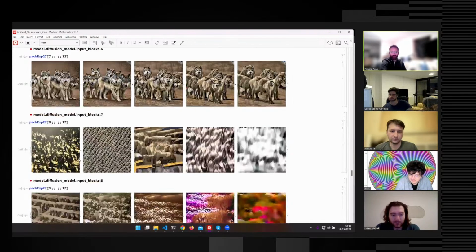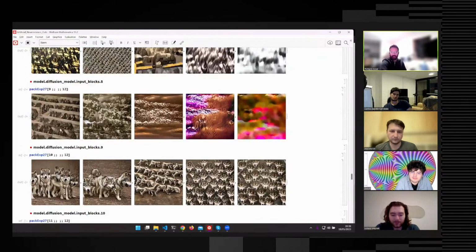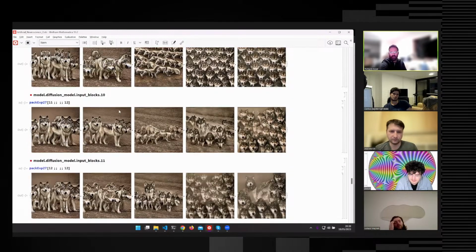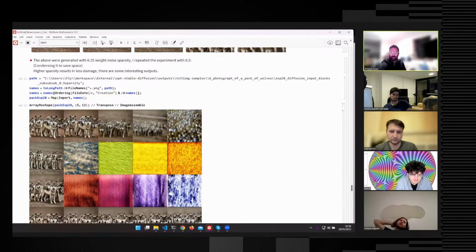On this one, it's back to interesting textures. This one's very destructive, even from the beginning when the noise is weak. There are obviously different sensitivities to the noise. And input blocks 9 seems to be the one responsible for some kind of tiling effect. 9, 10, and 11 seem to all share that characteristic.